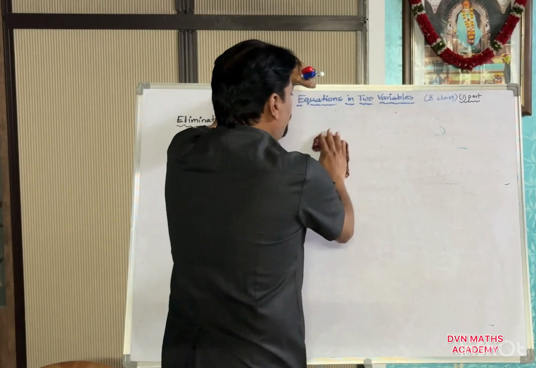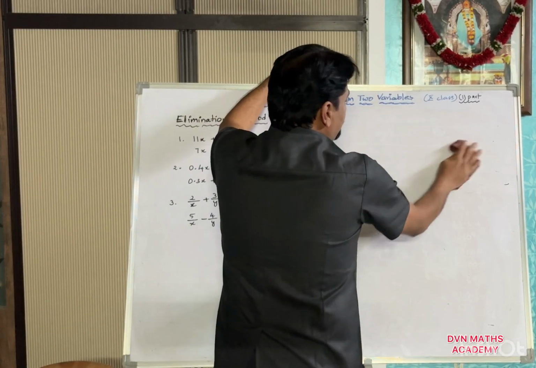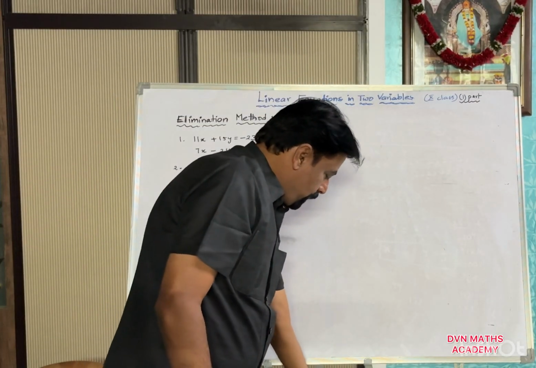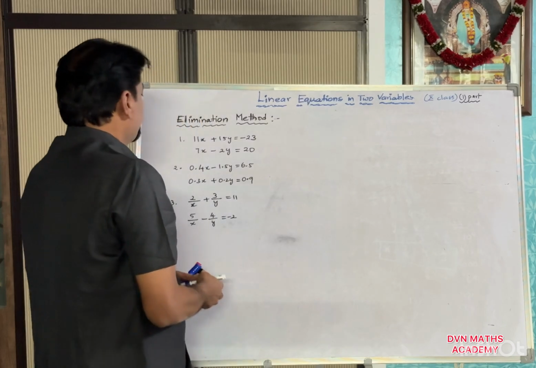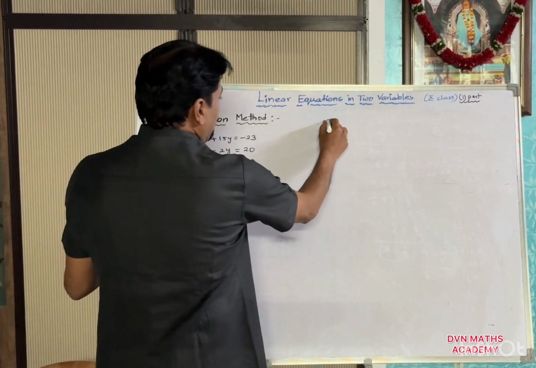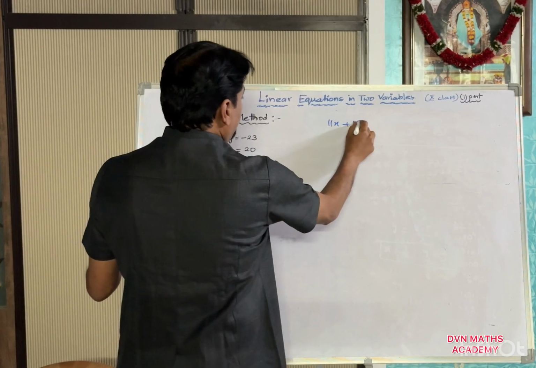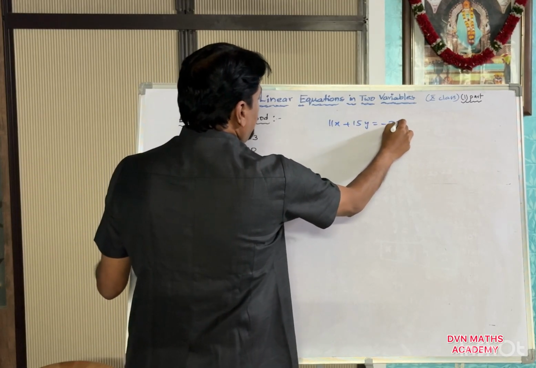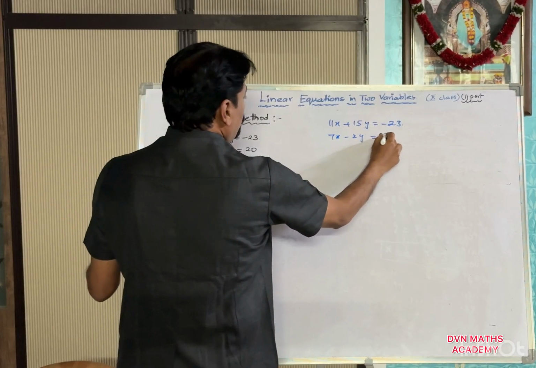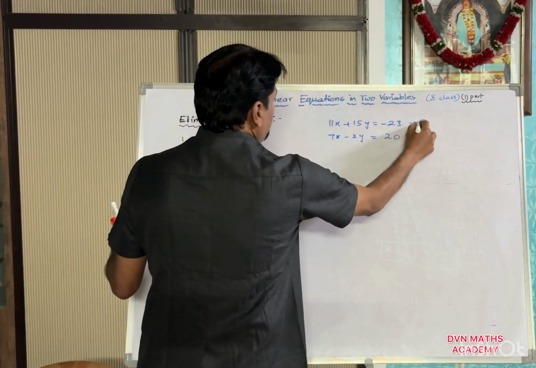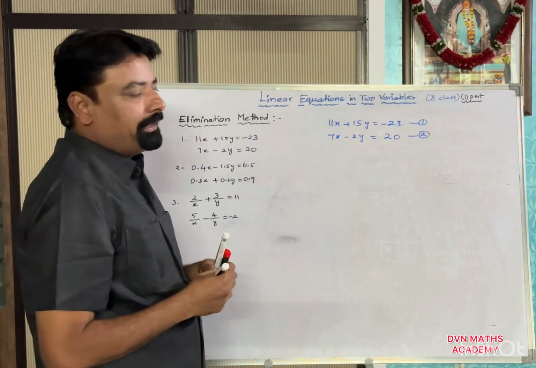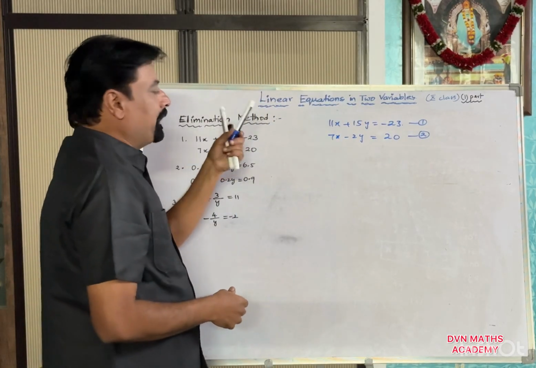These patterns you need to practice at home, and then it is easy to solve these types of questions in the examination. So if you see the first question, my first question is 11x plus 15y is equal to minus 23. And the second equation is 7x minus 2y is equal to 20. So this is the first equation and this is the second equation. We need to find the values of x and y by using the method of elimination.